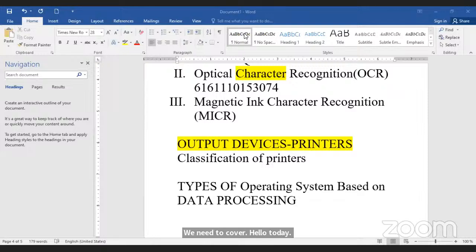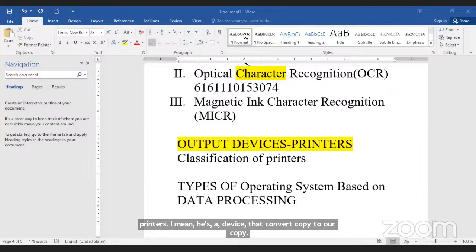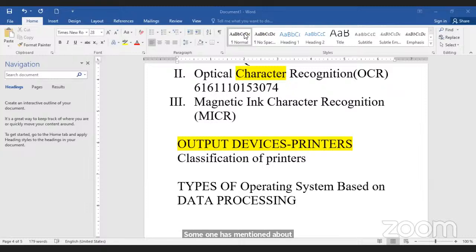So it's an output device that converts images into readable form. That's from Tony Wafula. Another says all-in-one printers. Edwin says a printer is a device that duplicates documents, that converts soft copy to hard copy. Someone has mentioned laser printer.